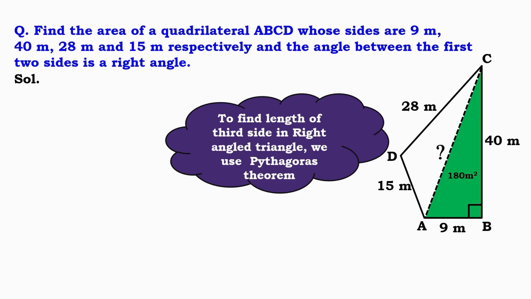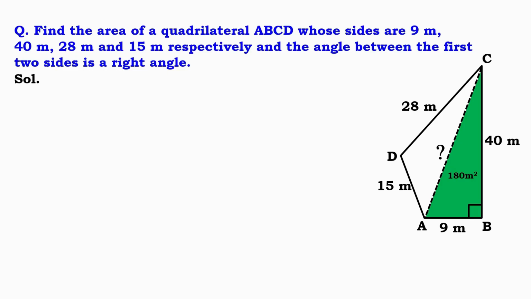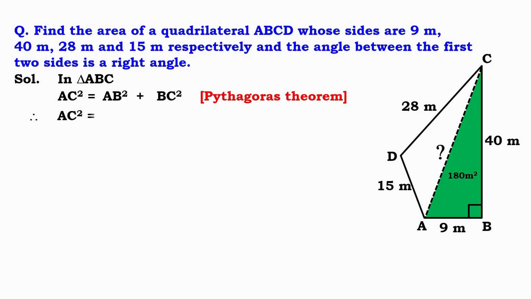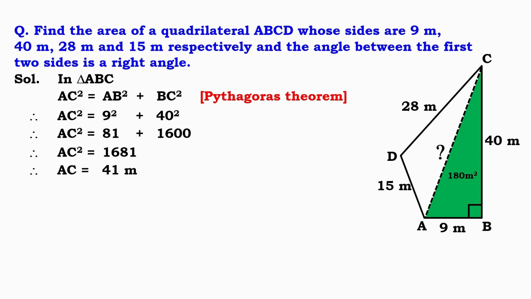So now we can easily apply the Pythagoras theorem over here. AC square equals AB square plus BC square. So AC square equals 9 square plus 40 square, so it is 81 plus 1600, that is 1681. So AC will be equal to the square root of 1681. If we take the square root of it, we will get 41 meter. Okay, so now we got AC equal to 41 meter.